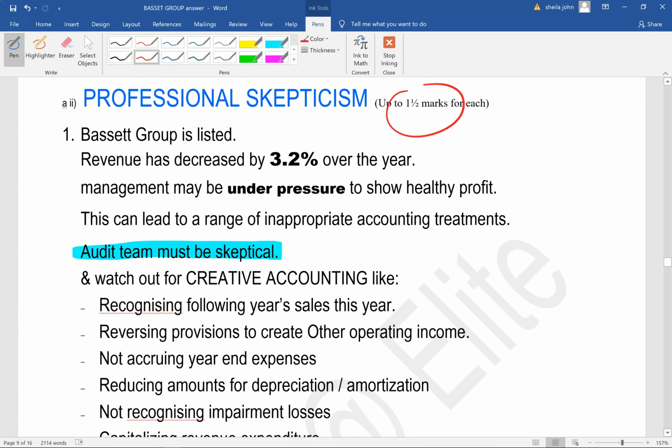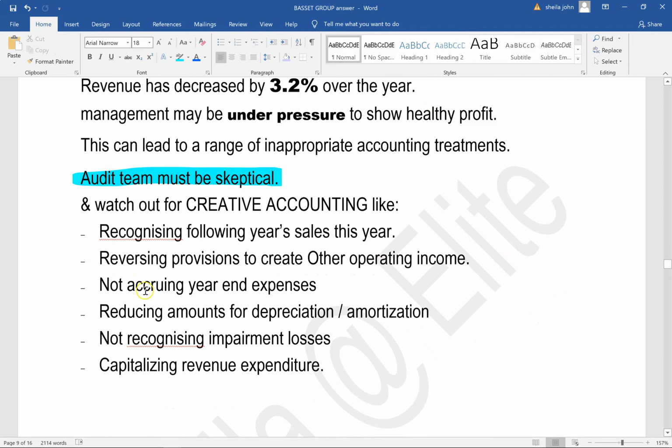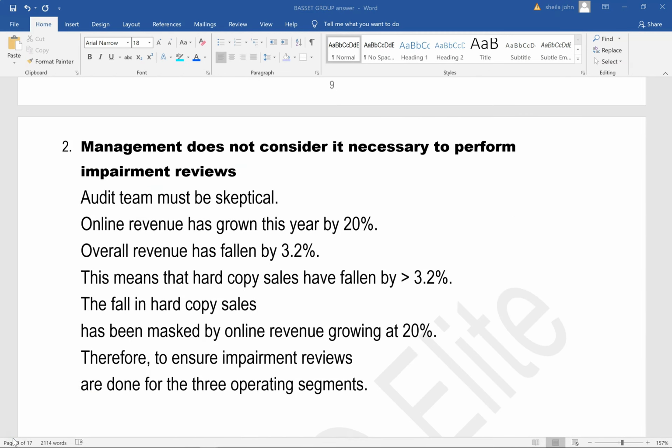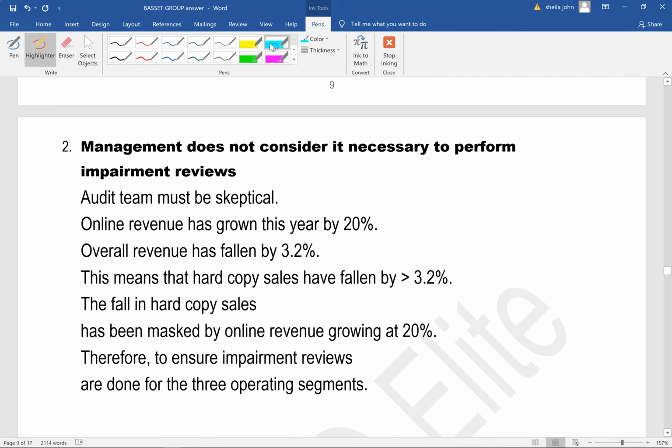So I'm just going to give the examiner a few examples so that they know that I know creative accounting can take place. Like, for example, recognizing the following year's sales this year, reversing provisions to create operating income, not accruing for year-end expenses, and the like. Okay, so maybe just 2 of them would be sufficient. Go on to the next point. It says here that management does not consider it necessary to perform impairment reviews, and I make a comment here that the audit team really needs to be skeptical.